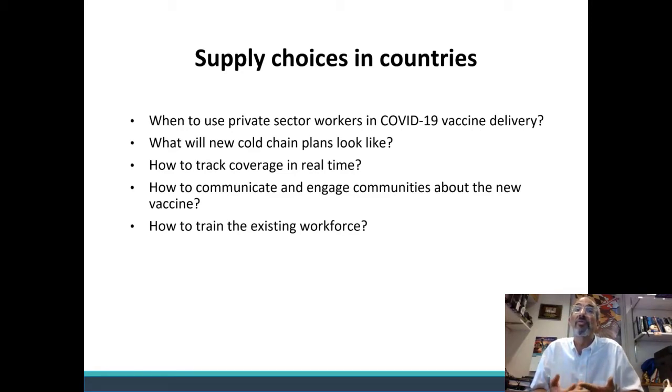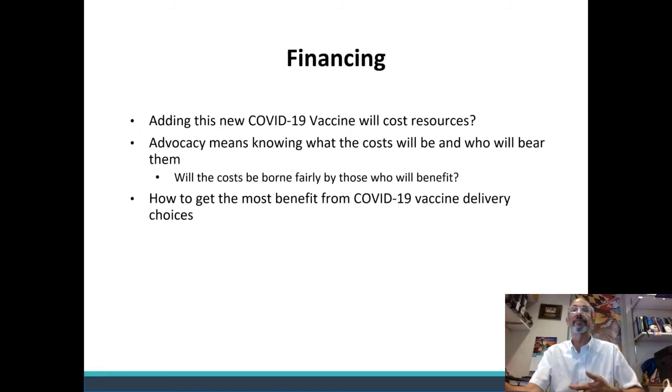We have to make choices in how to track coverage with COVID-19 vaccine. How do we communicate? How do we engage communities in understanding this new vaccine? There's a new workforce that's needed. We have to reallocate old workers and get them trained into how to use this vaccine. We need to recruit new workers as well. So these supply choices are going to require not global financing, but local financing. It's going to cost resources to introduce this new COVID-19 vaccine or vaccines into any country and put it into the supply chain. So being effective advocates means knowing what these costs will be and who will bear them, and describing ways to get those costs to be borne fairly.